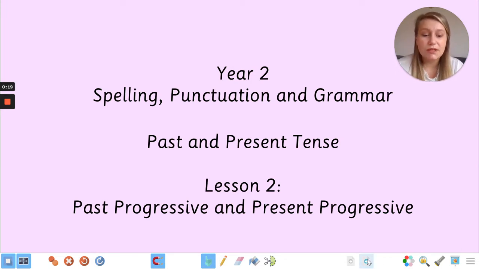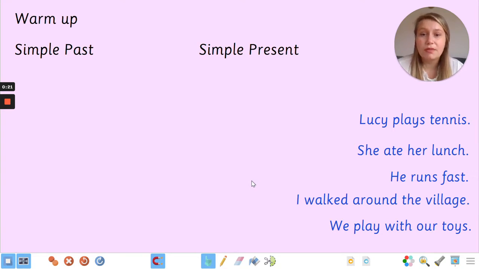Let's start off then with a little warm-up and just a reminder of some of the things that we learnt yesterday. So yesterday we focused on the simple past and the simple present tenses. What I'd like for you to do is just create on your paper a little table. You might just fold your piece of paper in half and you can write simple past on one side and simple present on the other side.